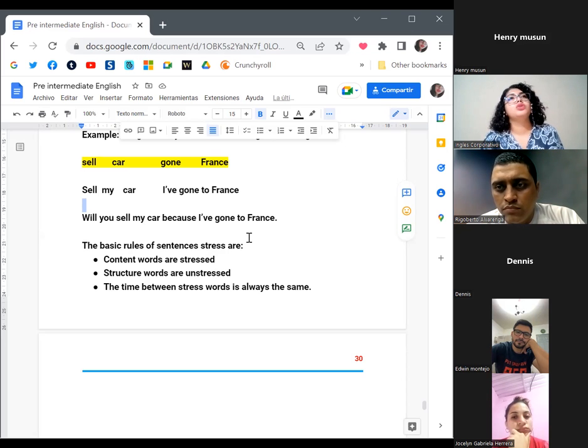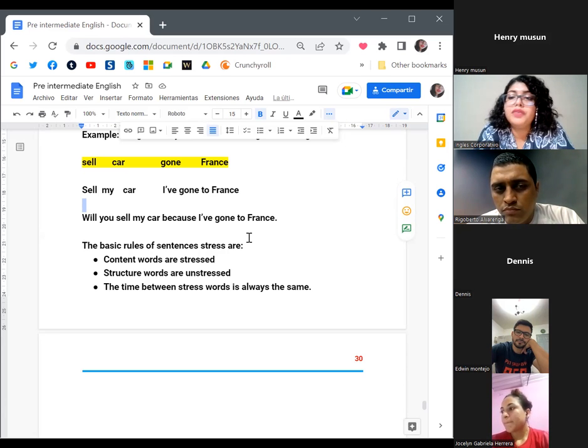But you need to understand that in some cases some words are more important than the others, but you need to have all the words in the sentence because it is a complete structure. And it's better for us to have the complete sentence.